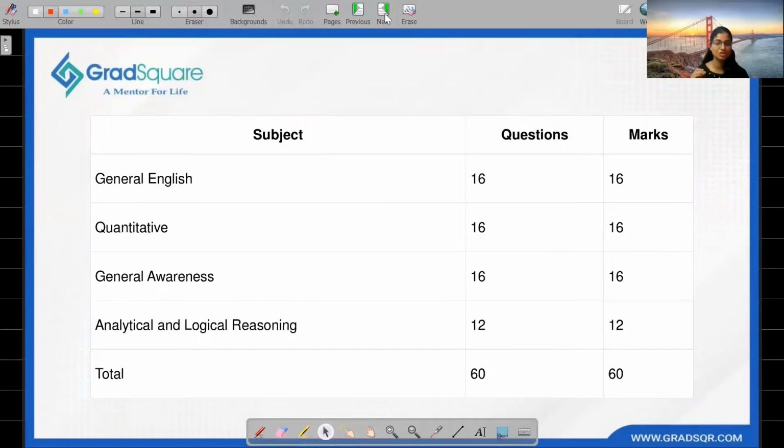So this is the sectional breakdown, and you'll have to deal with 16 questions in general English, 16 questions in quants, and 16 in general awareness. When it comes to analytical and logical reasoning, you'll have to deal with only 12 questions, and totally you'll get 60 questions to deal with. So 60 questions in 60 minutes. That's not going to be a cakewalk, but we have to deal with that.